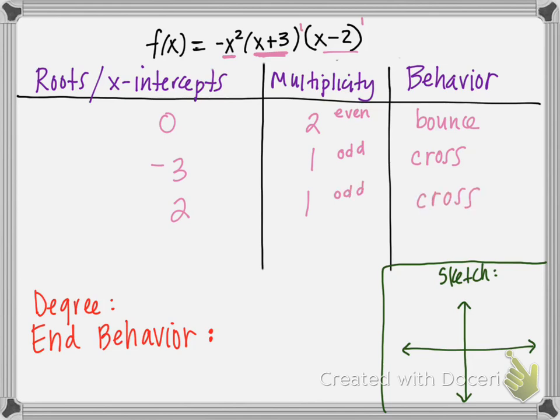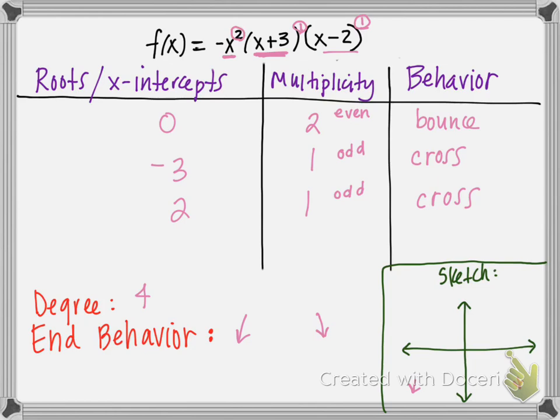The degree of the entire polynomial, you're going to add all of the exponents, so you have to the second, to the first, to the first, so that's a degree of 4. Looking at the leading coefficient, I noticed that the leading coefficient here is negative. So that means since our leading coefficient is negative and the degree is 4, the end behavior will have arrows pointing down on the left and the right hand side. So I'm going to point those down here on the left and the right hand side.